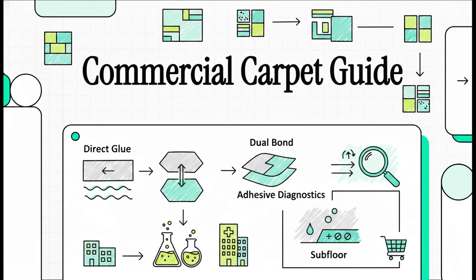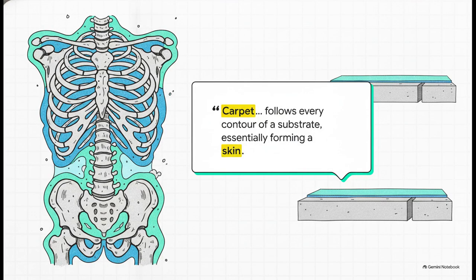Now, I'm synthesizing this research for an authoritative mega hub installation guide on GoodCarpetGuide-Com titled Commercial Carpet Installation Guide, Direct Glue, Dual Bond, Subfloor Prep, and Adhesive Science. We're going to completely unpack the undeniable science behind commercial carpet installation. We'll be breaking down the whole shebang from direct glue and dual bond methods all the way to subfloor diagnostics and some pretty complex adhesive chemistry. Okay, let's dive into this.